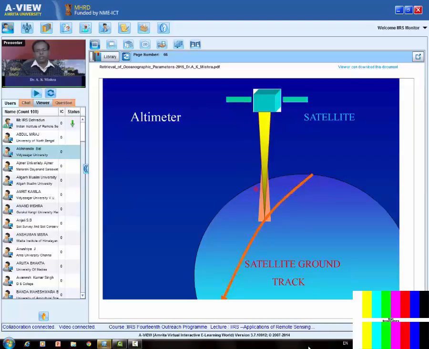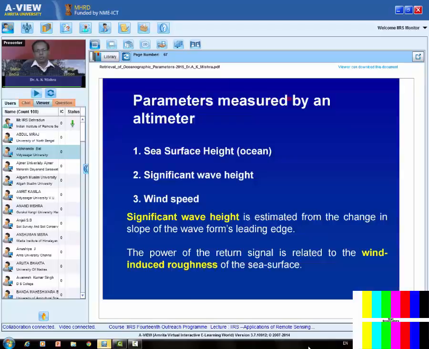Apart from that, it gets the roughness of the sea surface, and the waveform analysis gives you the information about the significant wave height retrieval. So these are the parameters retrieved using the altimeter. One is sea surface height, what I told you earlier. Then significant wave height from the shape of the returned waveform, and the wind speed. Significant wave height is estimated from the change in the slope of the leading edge, and the power of the return signal is related to the wind-induced roughness of the sea surface.